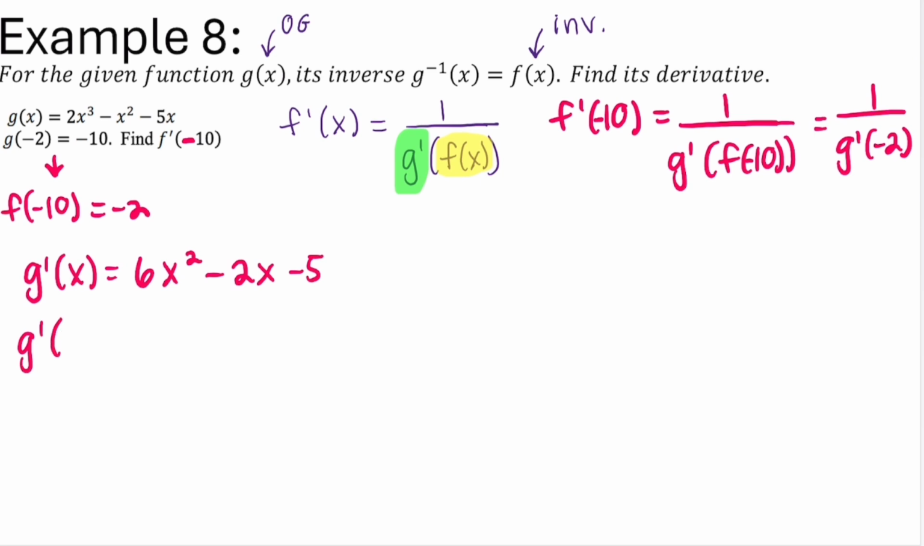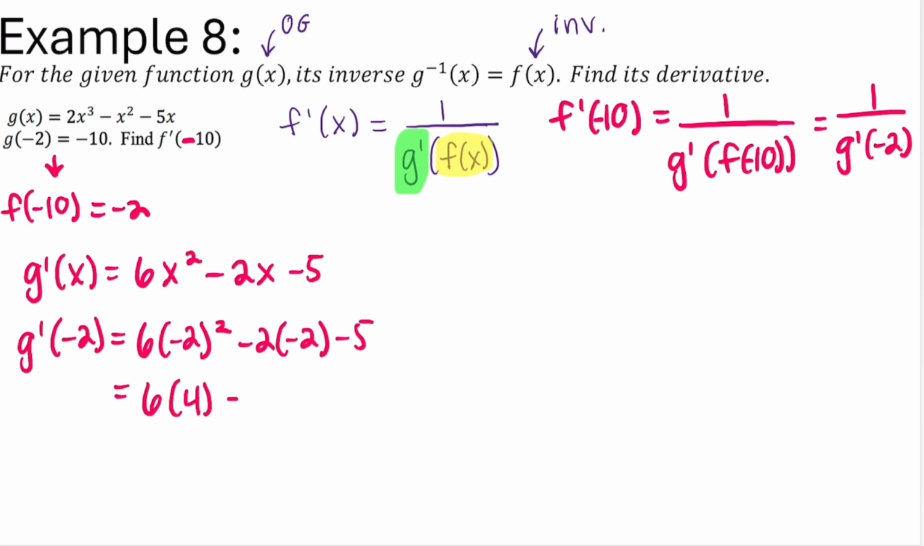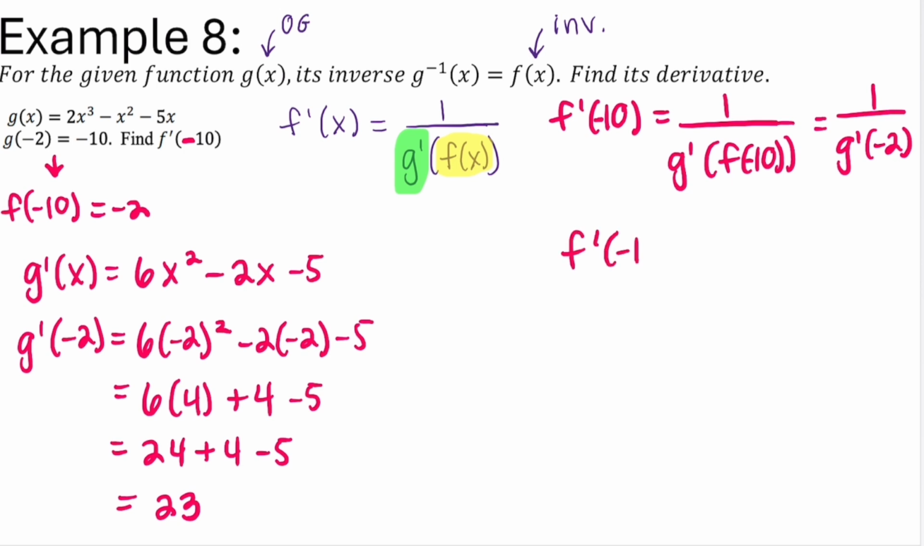And then I'm going to plug in negative 2. So I'll have 6 times negative 2 squared minus 2 times negative 2 minus 5. So I'm going to end up with 6 times 4 plus 4 minus 5, 24 plus 4 minus 5, which is 23. So I'm going to end up with f prime of negative 10 is going to equal 1 over 23.